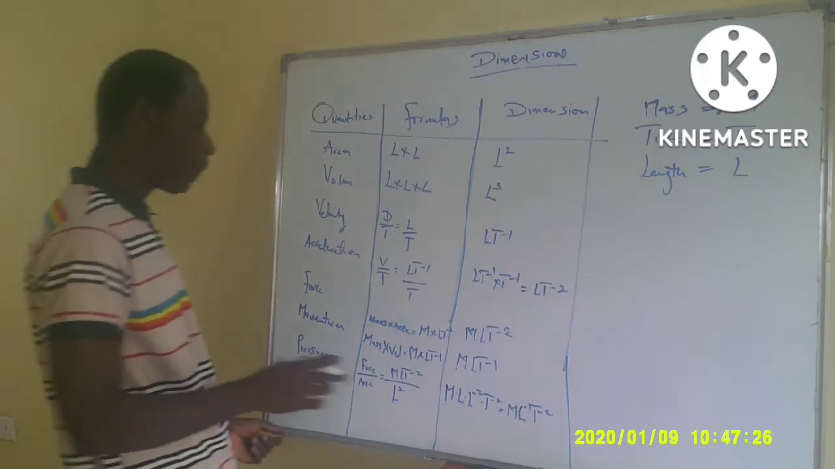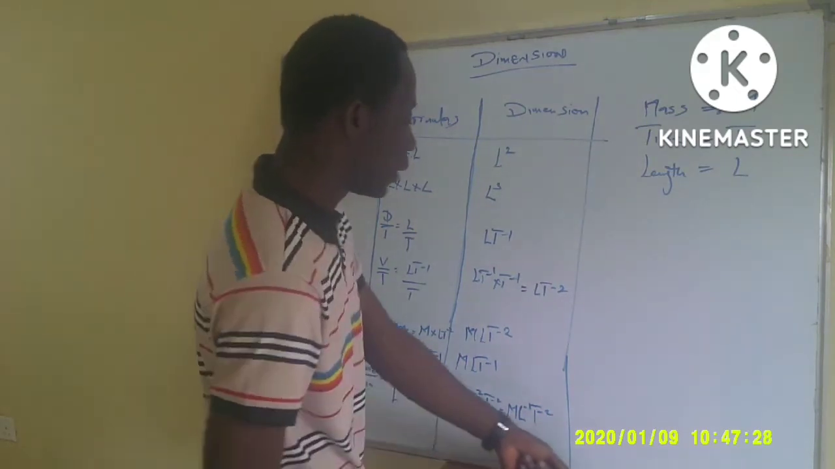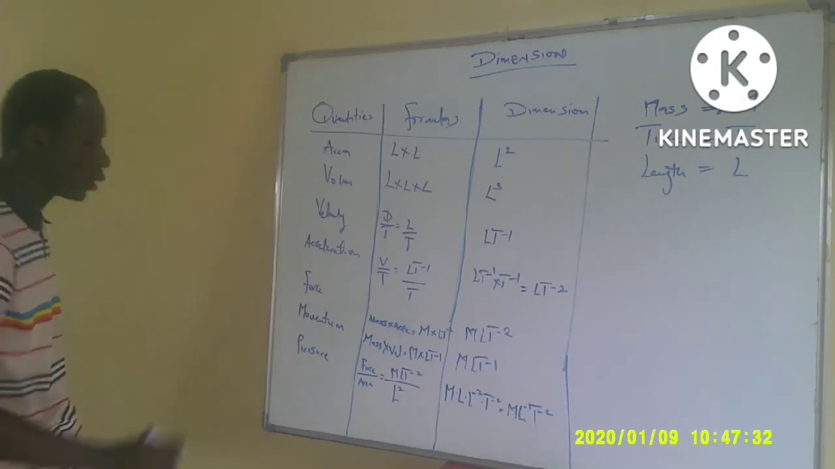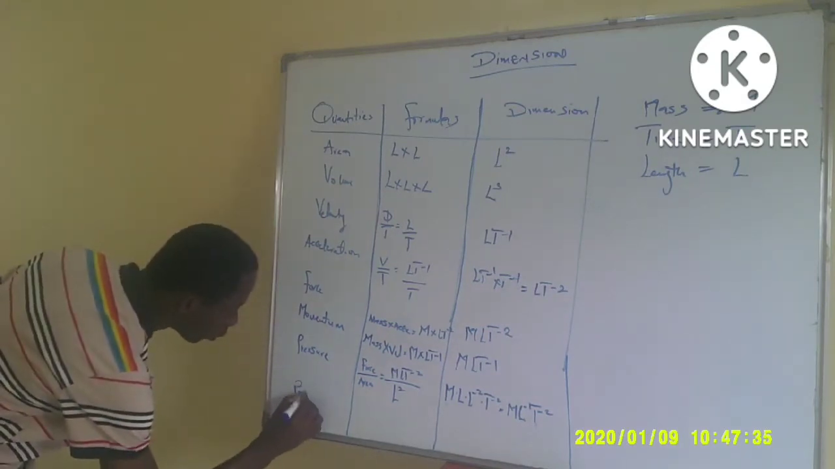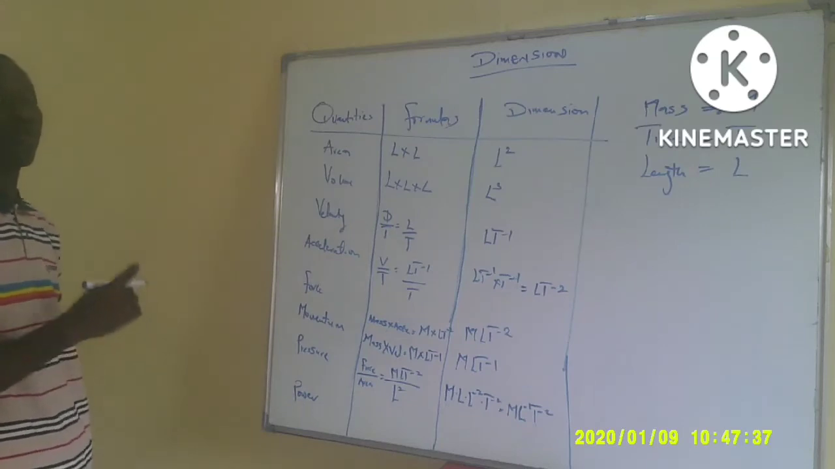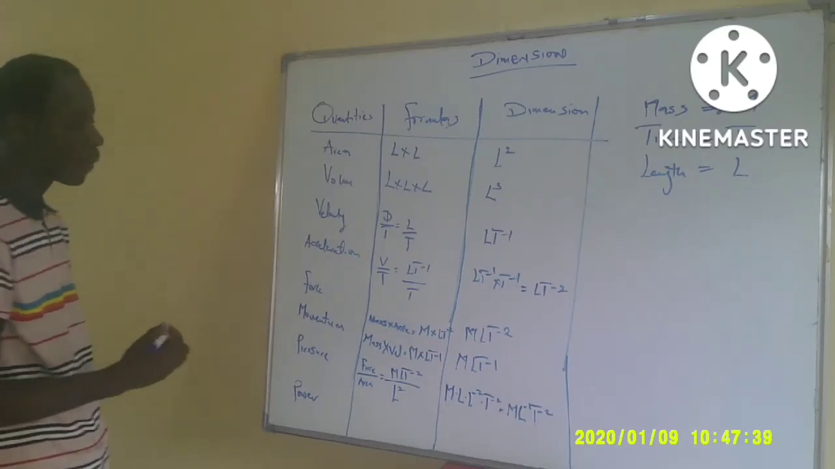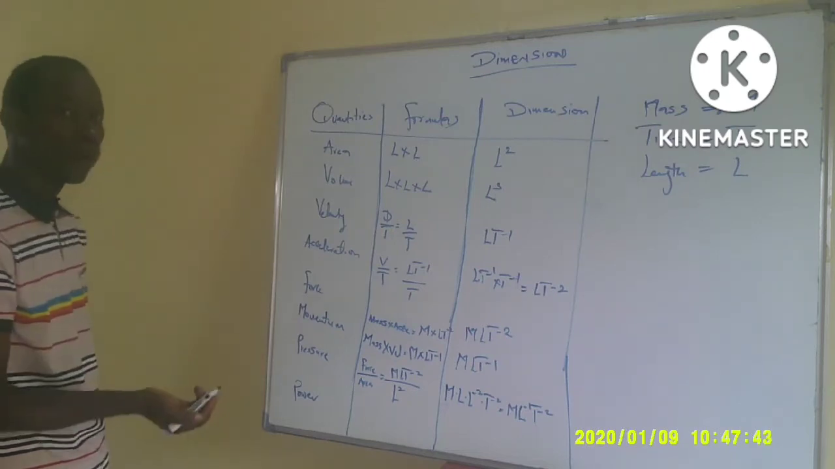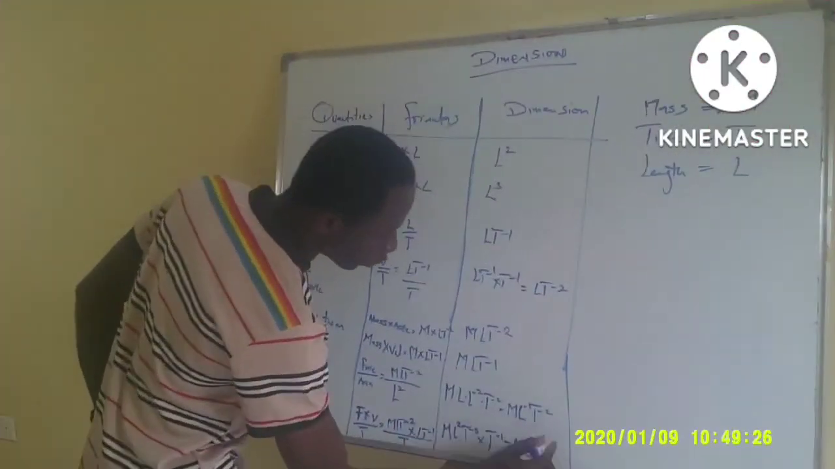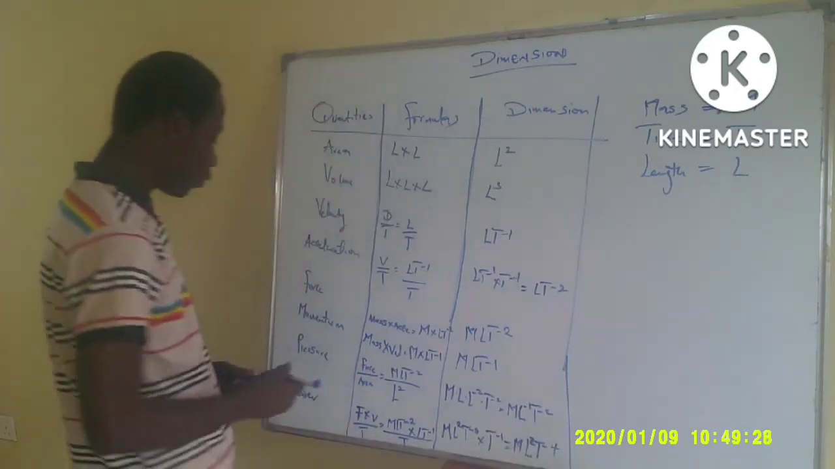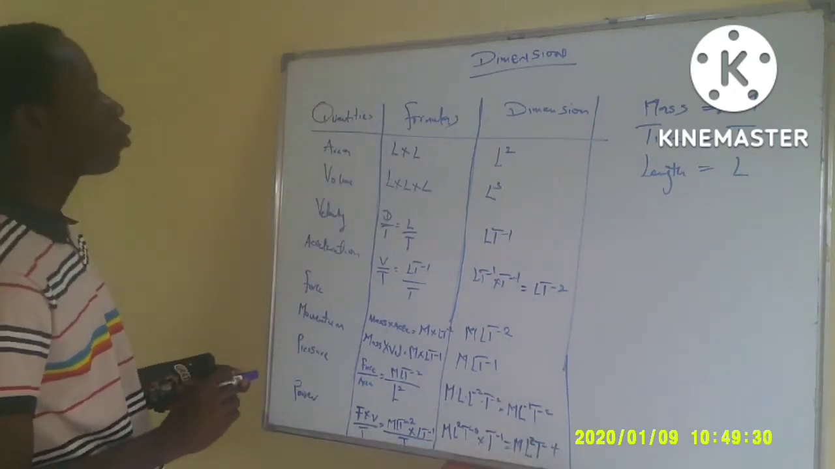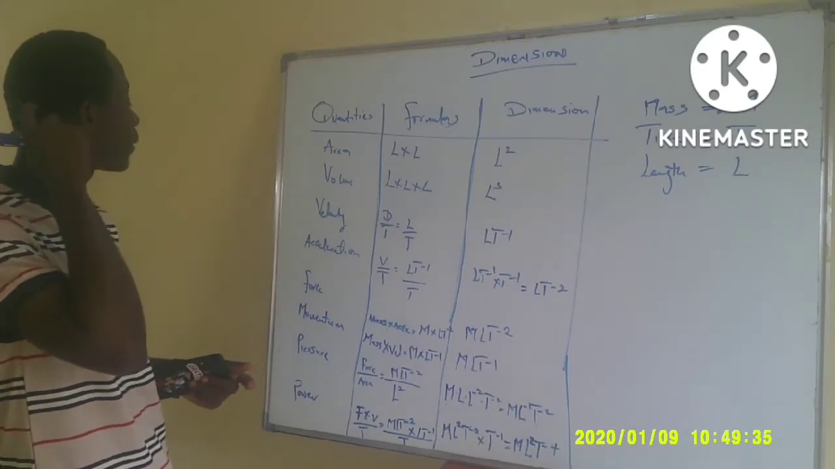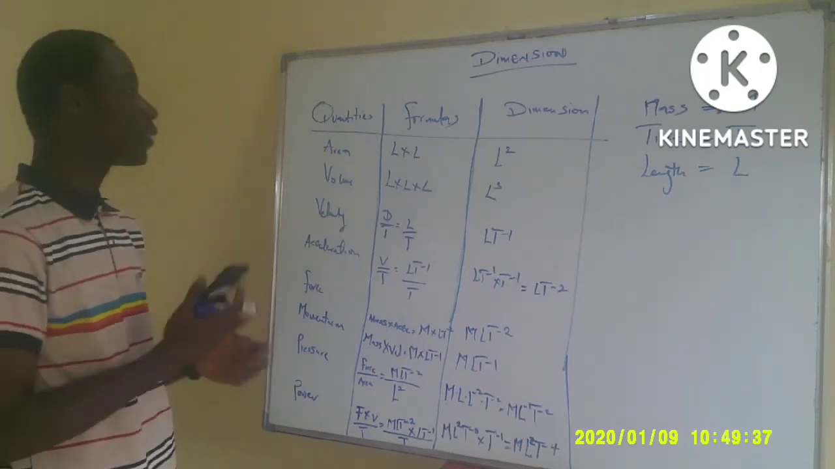Then the last one we're going to talk about now is the dimension of power. Power, I told you, is work over time. Work over time, which is force times distance over time. So that you don't make a mistake, that is the dimension of power, and that is how we are going to be getting this dimension as far as the formulas are concerned.